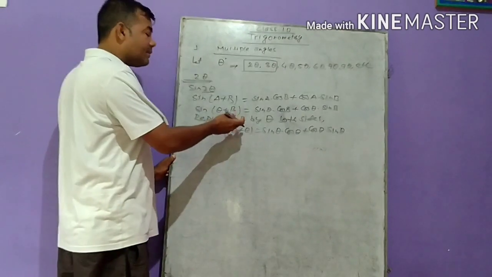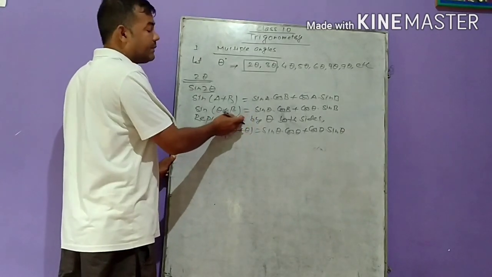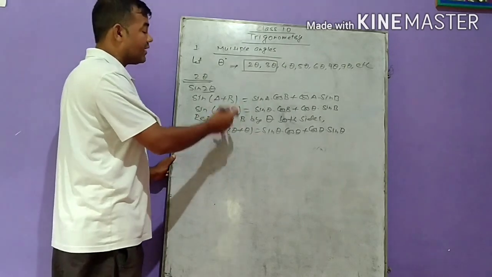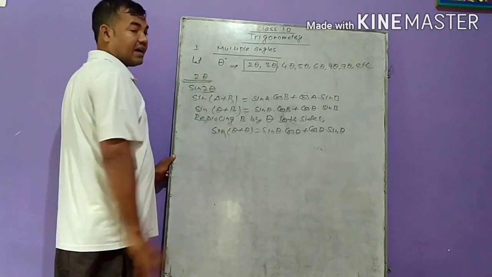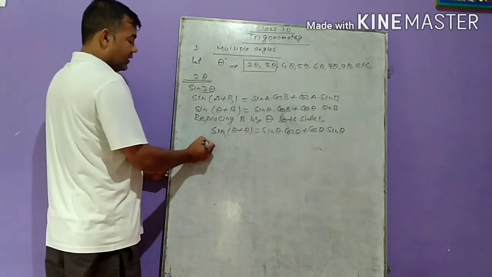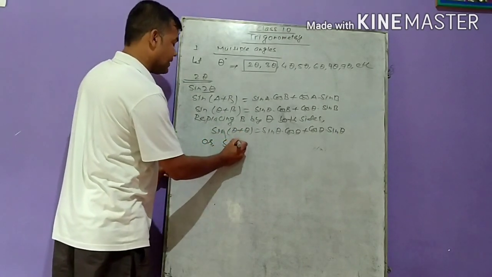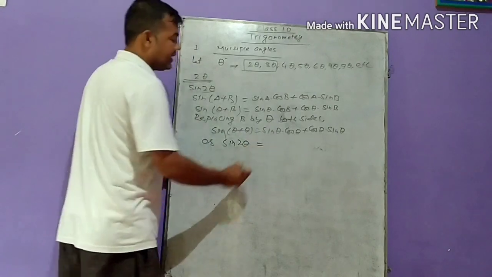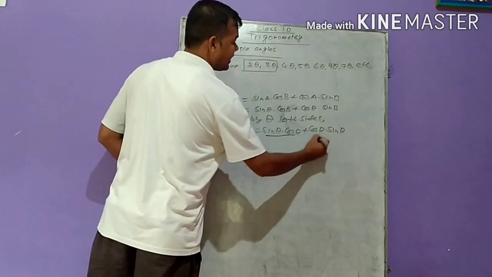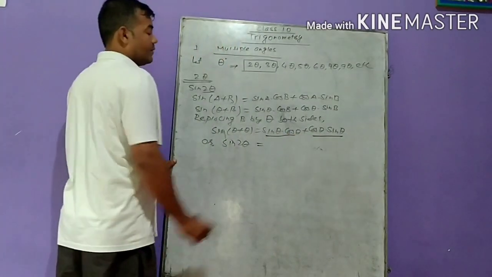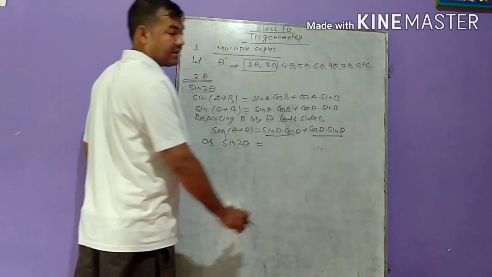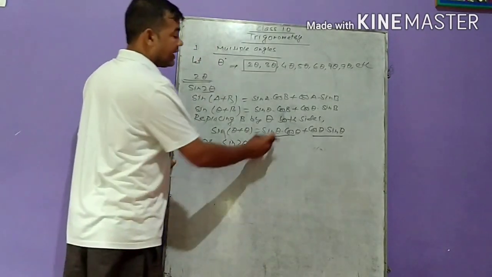We can not only replace b by theta, but we can replace b by x, y, z, whatever we like, because it is an identity. So here what we can find, sine theta plus theta means sine 2 theta, and we see here sine theta into cos theta and cos theta into sine theta. Both are like terms, like algebraic expressions, so we can add them.